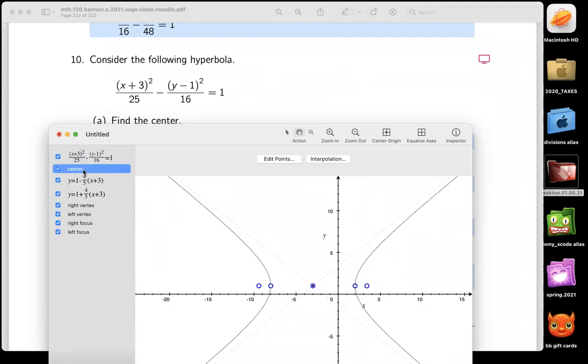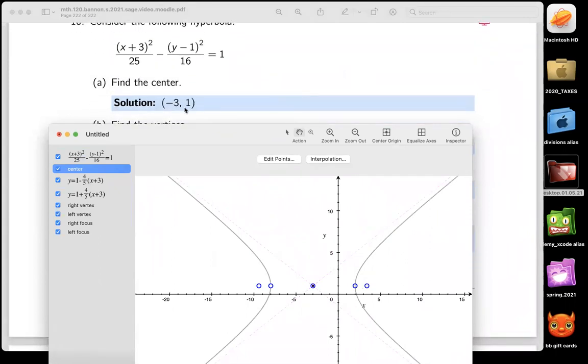I also typed the center in. What's the center going to be? It's going to be a point. That point's right over here. The center is going to be (-3, 1). I actually typed it in, (-3, 1).